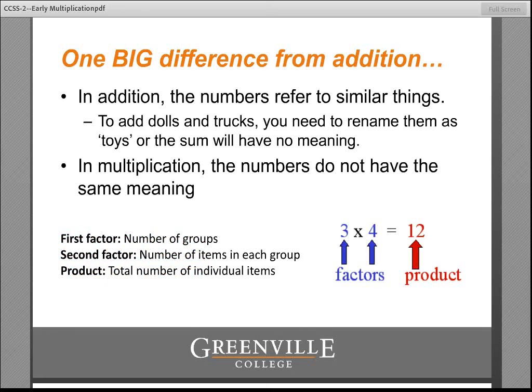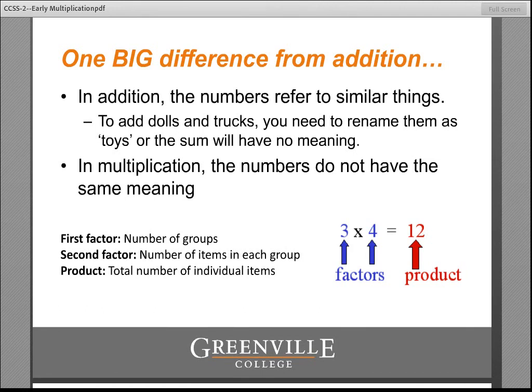Before we discuss multiplication equations, it's important to recognize a fundamental way in which addition equations differ from multiplication equations. In addition, each of the numbers stands for a similar thing. We don't add planets and bugs because our sum would not make any sense at all. There's nothing that planets and bugs appear to have in common that we could then be adding. We can add toy dolls and toy trucks because they have an intrinsic similarity that we can label as toy. So when we get a sum, the sum means something. It means the number of toys.